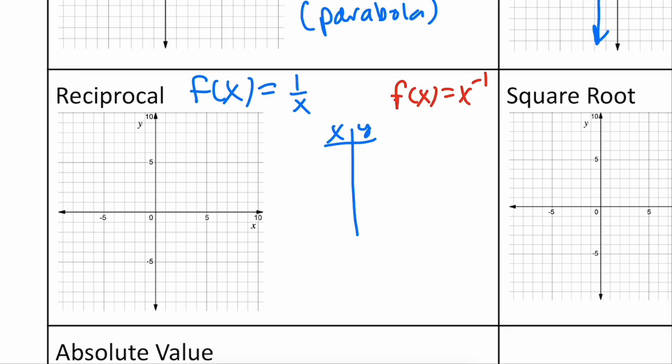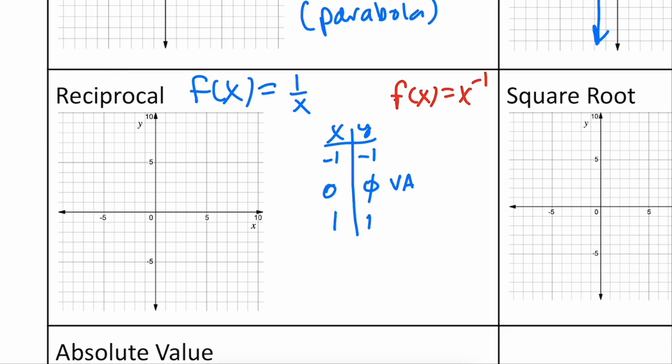For this function, if you plug in negative 1, you get 1 over negative 1, which is negative 1. If we plug in positive 1, you get 1 over 1, which is also 1. But if we plug in 0, it's actually undefined. That is going to be a vertical asymptote, which I need to see on the graph.